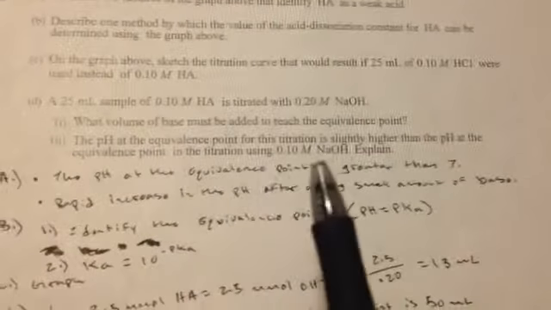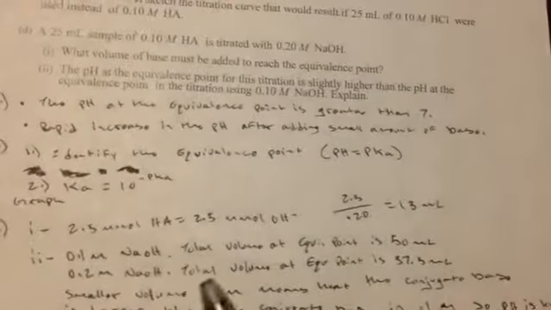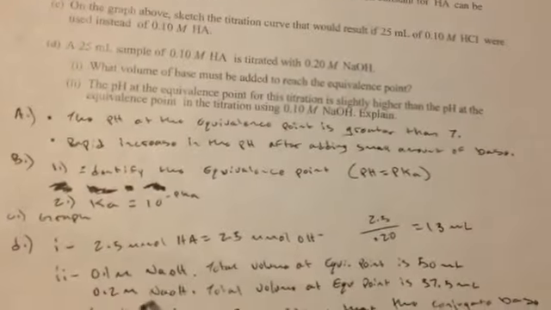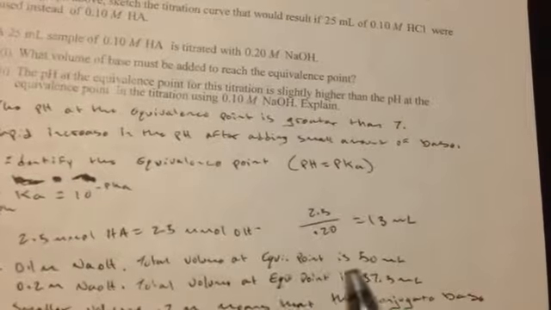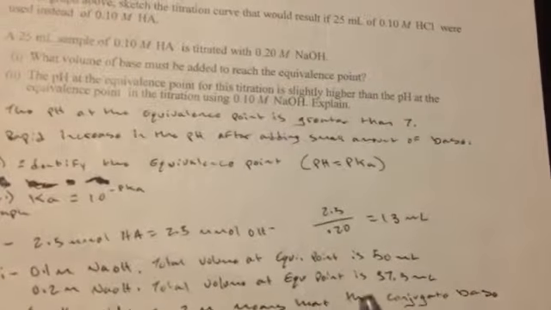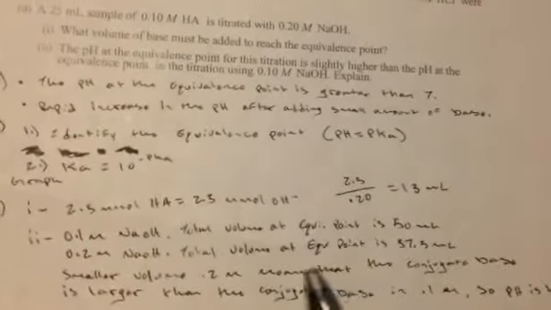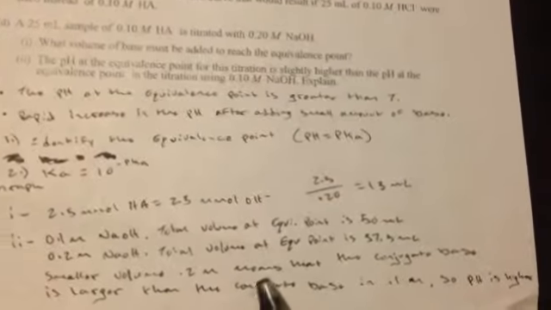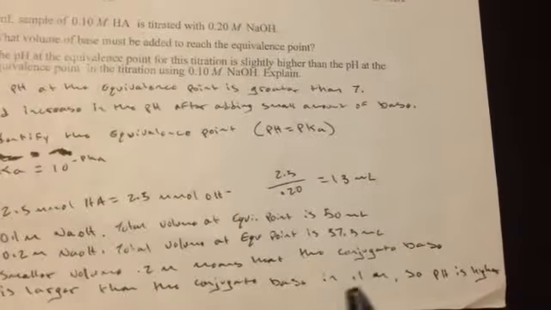Then it says the pH at the equivalence point for this titration is slightly higher than the pH at the equivalence point in the titration using the 0.1 NaOH. Explain. So as you can see, in the 0.1 molarity, the total volume at the equivalence point is 50 milliliters, and in the 0.2 molarity, the total volume at the equivalence point is 37.5. So the smaller volume of the 0.2 molarity means that the concentration of the conjugate base is larger than the concentration of the conjugate base in the 0.1, so the pH is slightly higher. And that is it.